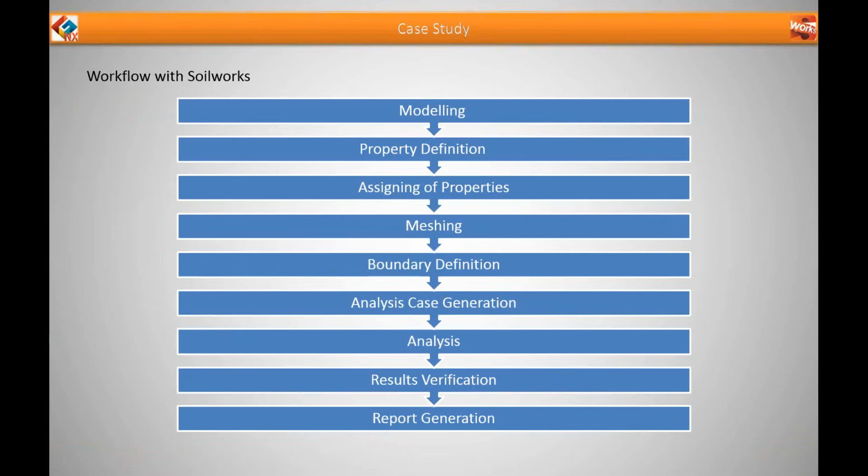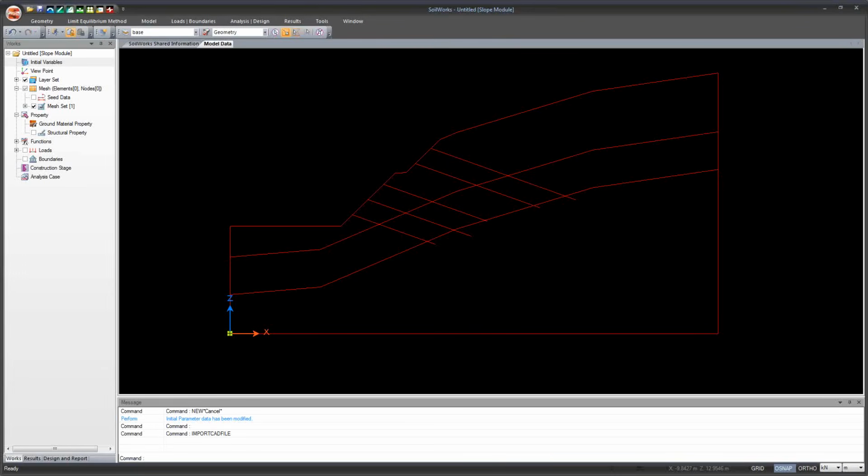So the workflow with SoilWorks is as follows. First of all, you need to do the modeling, that is, you have to create the initial model. Then you need to define the properties, that is the ground material property and the structural properties. Then you need to assign these properties to the model. Then we perform the meshing, boundary definition, analysis case generation, performing the analysis, getting the results, and finally the report generation. So this is the basic workflow, so it will be helpful when you start with the model.